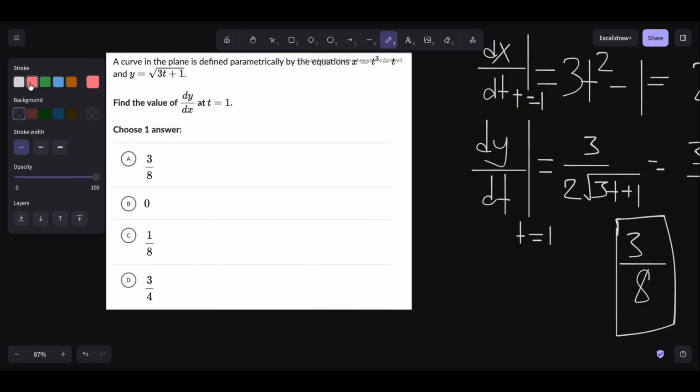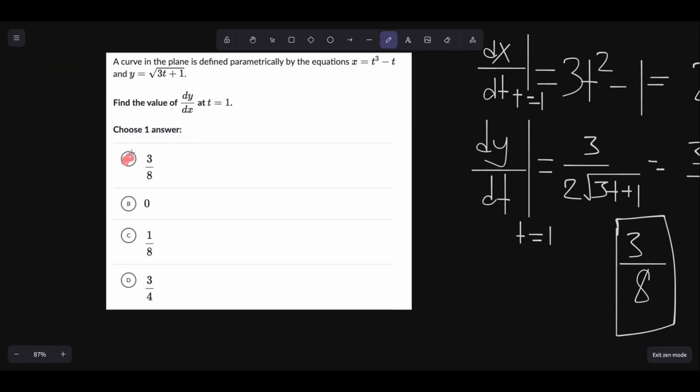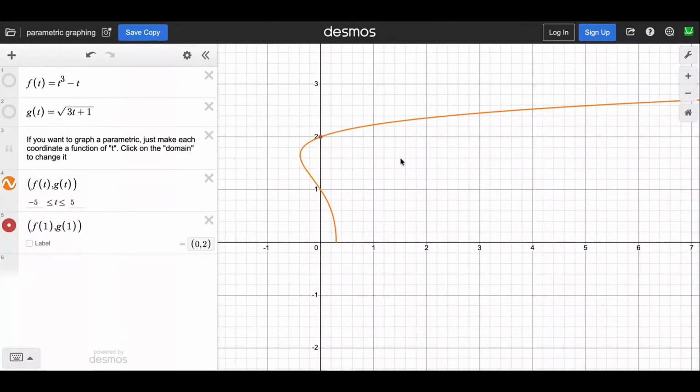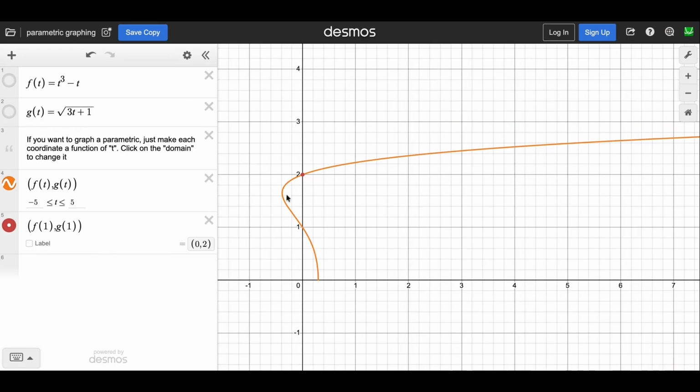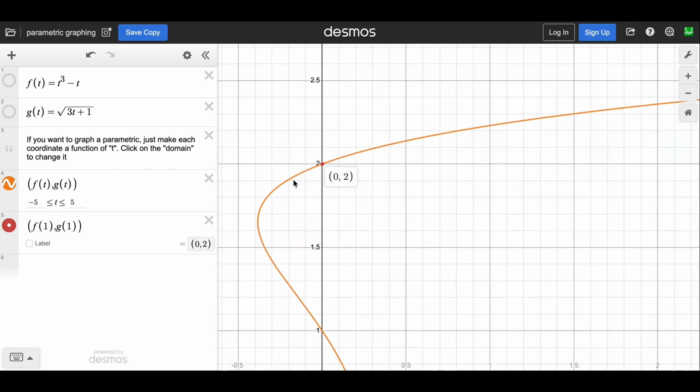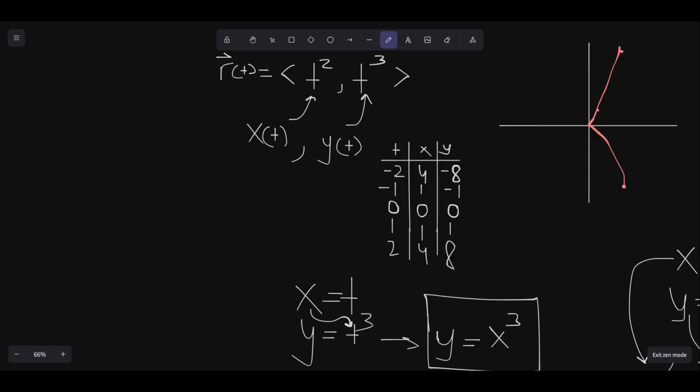Now let's think about why that would make sense graphically. So if you were given a graph, you wanted to justify this, well, I've plotted this, right? And we're essentially trying to find the slope at this point, when t is equal to 1. So we're trying to find the derivative, and this doesn't look that steep, but still a positive slope. So it looks like 3 over 8 would make a little bit of sense here.